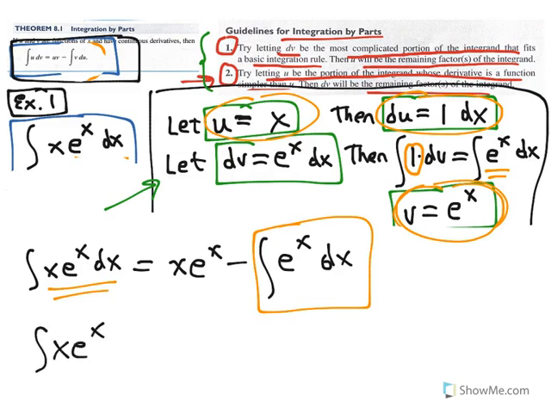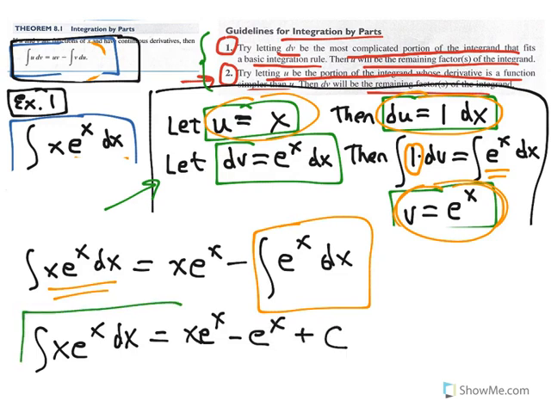So now you have this. So this indefinite integral is e to the x. So now this is our final answer. And for our final answer, we write the constant of integration.